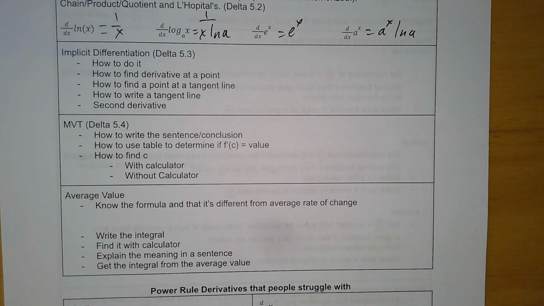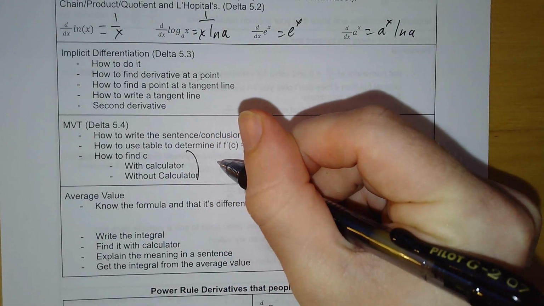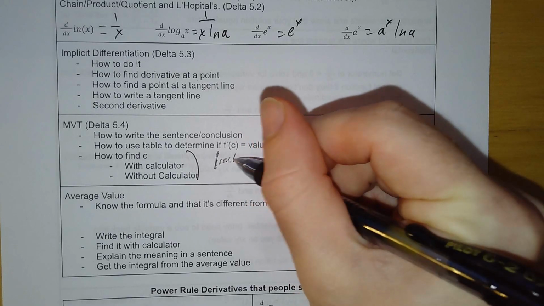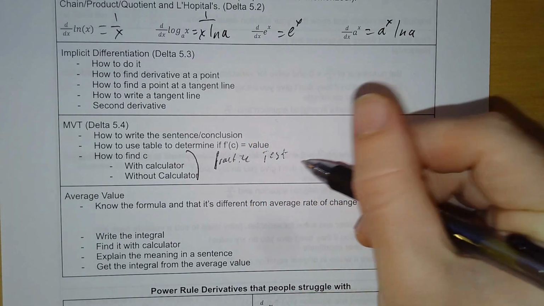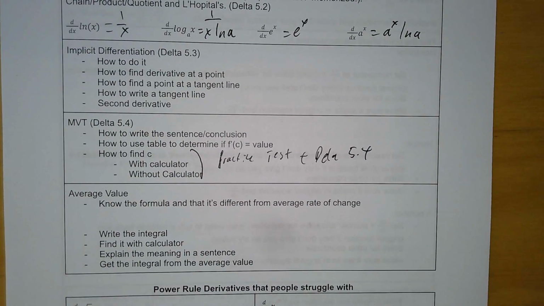Finding C with a table, I will also do that. How to find C with a calculator, this is all in, some of this is in the practice test. And then some of that is Delta 5.4. Okay, so be very familiar with how to do that.